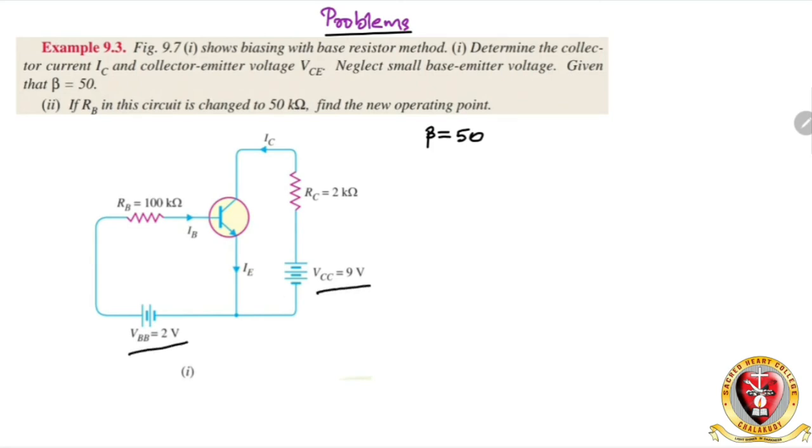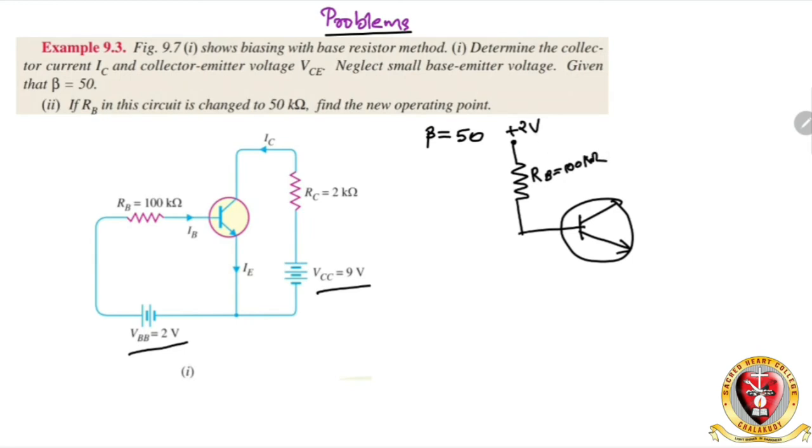So don't get confused. In biasing circuits, they can use either one supply or two supplies. Generally in biasing circuits we use only one supply, but here there are two supplies shown. So how can we indicate this? Just simply, we can show the NPN transistor here. Then we can show the input source, which is plus 2 volt, and the RB value is 100 kilo ohm.